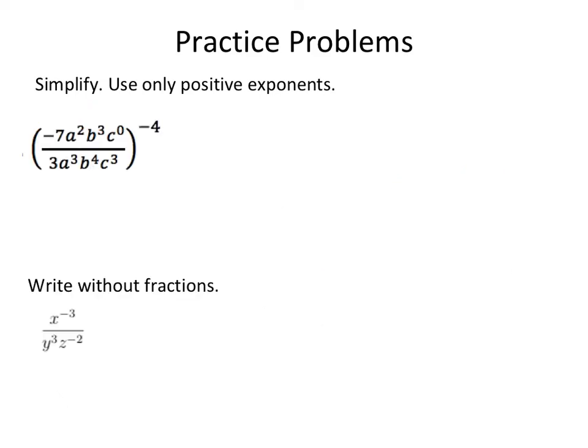So usually whenever you're simplifying, you'll want to leave everything with positive exponents. So if we have this, simplify, use only positive exponents. Again, I'll simplify the interior. So we have a raised to 1, b raised to 1 on the bottom, c raised to 0, that is just 1, so this stays 3, c raised to 3. So this is equal to negative 7 over 3, a, b, c cubed, all raised to negative 4.